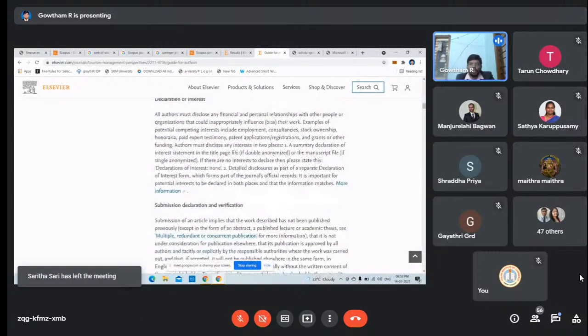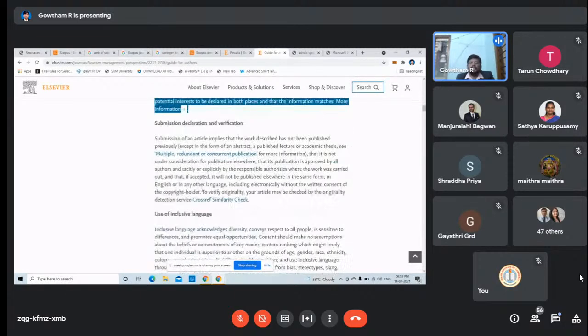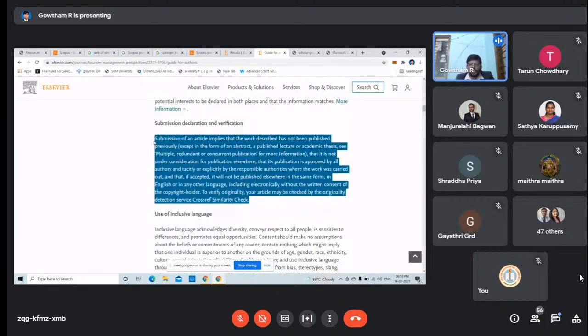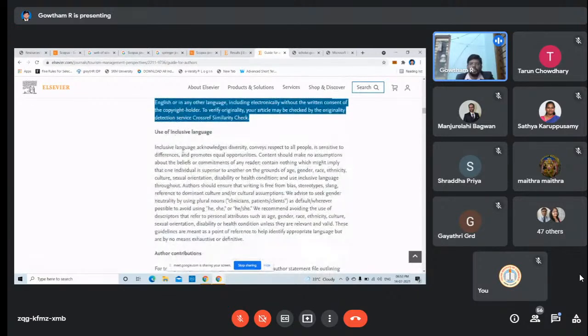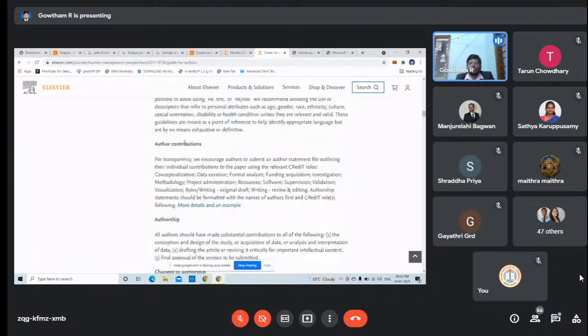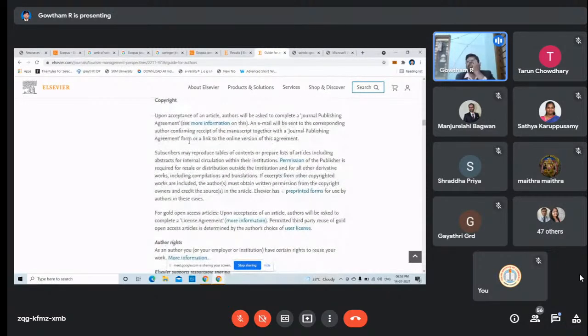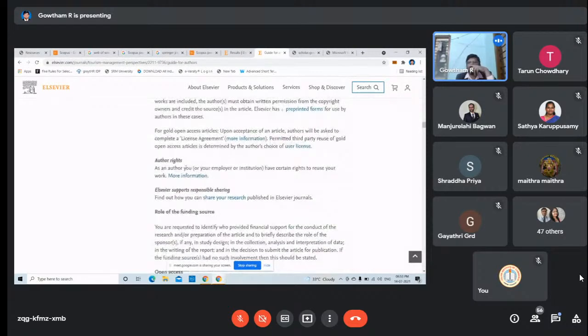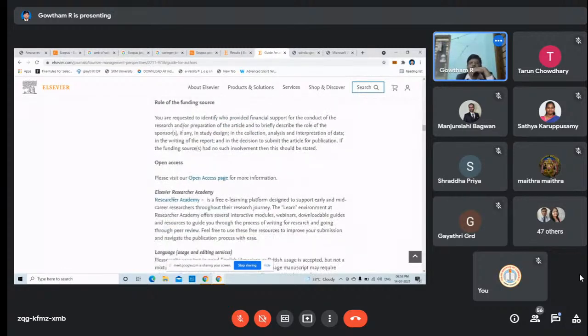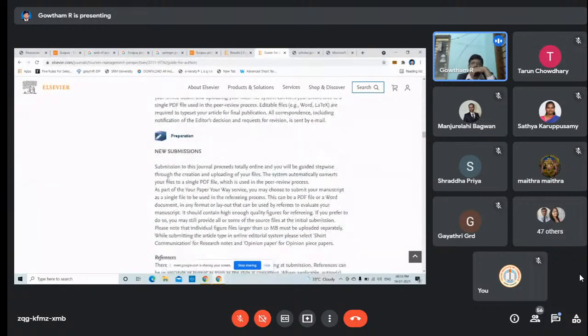Then you should give a declaration of interest. They have given something about the publication, submission, declaration and verification. You should use inclusive language. You should communicate authorship, changes in authorship, what are the rules and regulations with regard to copyright, what rights authors have, what is the Elsevier support for sharing, what is the funding source, right? All such details are available.